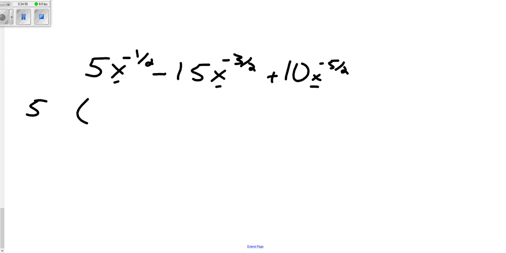The smallest one between all three of them is -5/2. Remember with negatives, the bigger the number is, it's actually smaller. So I've taken x to the negative 5/2 out of everything.